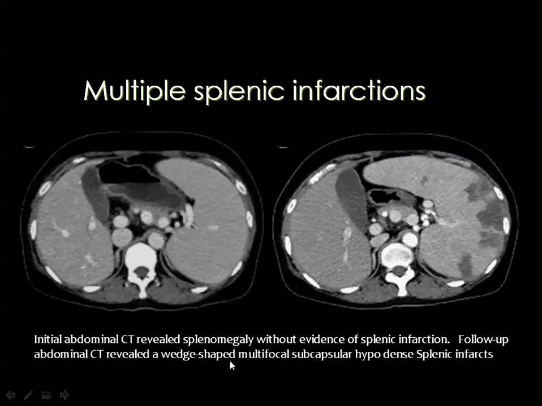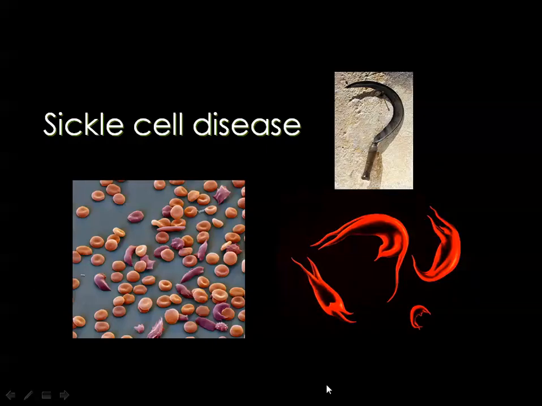And you know that the patient with splenomegaly or the enlarged spleen is usually prone or susceptible for the development of multiple infarction. This is the spleen with no evidence of infarctions, and this is the follow-up study showing the development of multiple patchy hypodense non-enhancing subcapsular areas representing splenic infarctions.